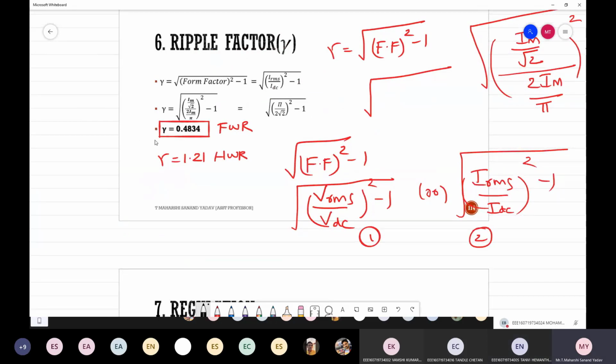Now tell me which one is better, full wave or half wave? Ripples should be less. Full wave is better compared to half wave, because there are fewer ripples. 0.4 is less compared to 1.21. Okay, any more doubts till here?